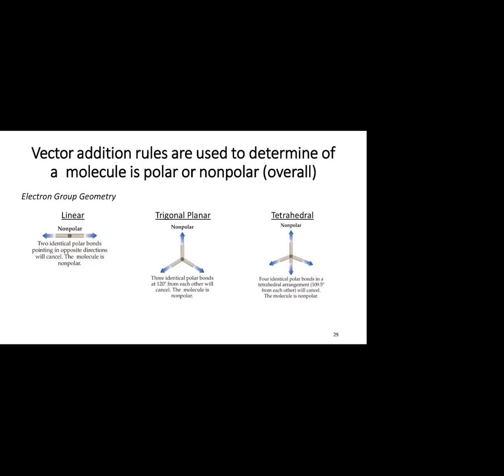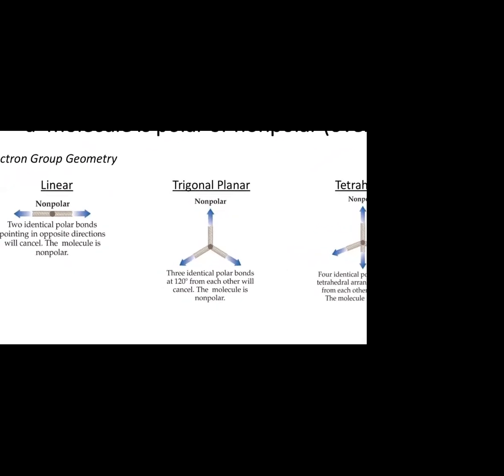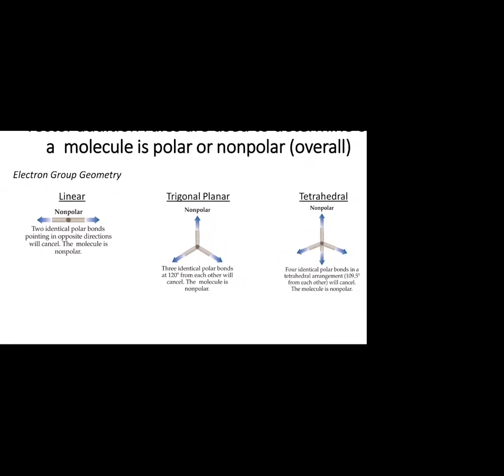When you have a molecule, I want you to focus specifically on the electron group geometry of your molecule. I'm going to give you a set of rules for when your electron group geometry is linear, a set of rules for when it is trigonal planar, and a set of rules for when it is tetrahedral. Again, we are going to simplify the whole concept.